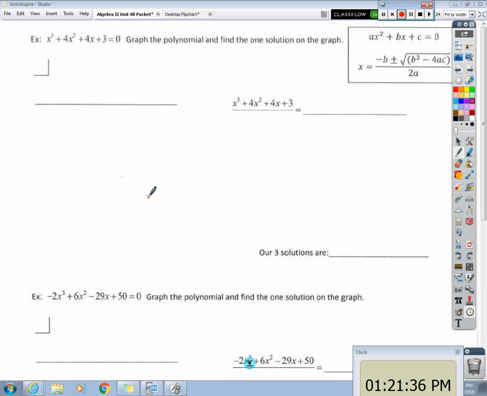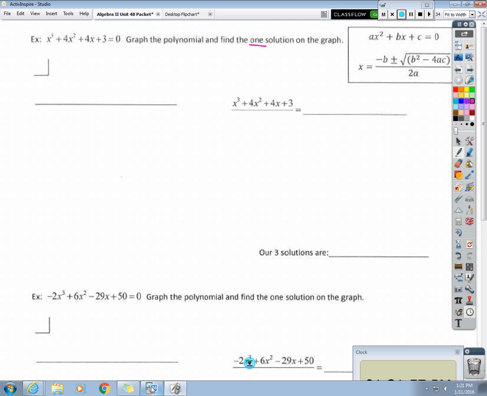x cubed plus 4x squared plus 4x plus 3 equals 0. Graph the polynomial and find the one solution on the graph. Now, it says find the one solution, but how many solutions does this have? 3. How do you know it's going to have 3? Right, it's cubic. Its highest exponent is a 3.